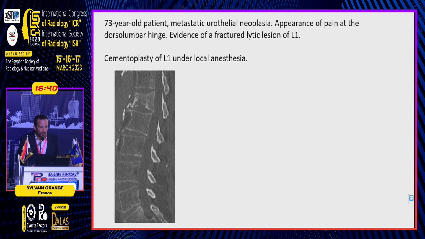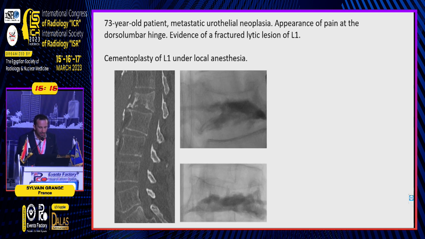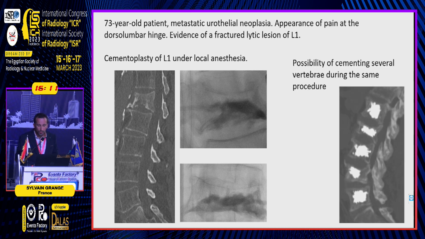Here is a case of a 73-year-old patient with a metastatic neoplasia, and this patient has pain at the dorsolumbar hinge. You can see here the fractured lytic lesion of L1. The cementoplasty of L1 is performed under local anesthesia, and you can see the radio-opaque cement in the vertebra. There is a possibility of cementing several vertebrae during the same procedure, in general under general anesthesia, as you can see here.